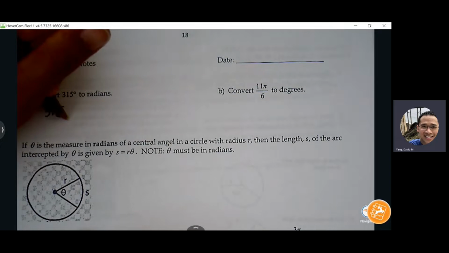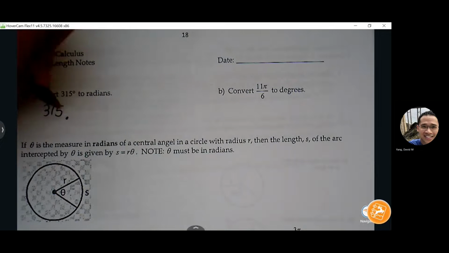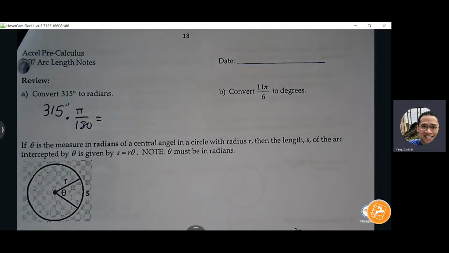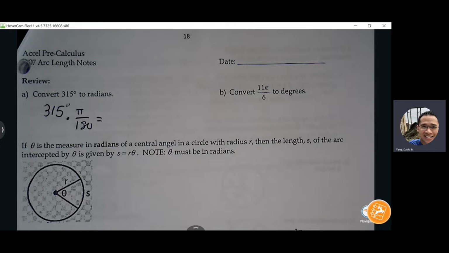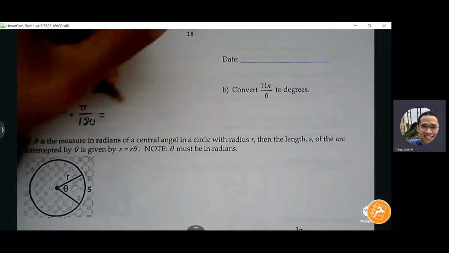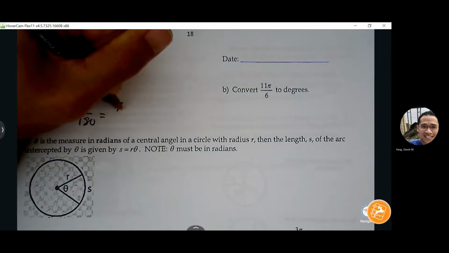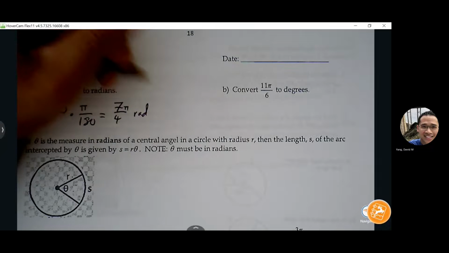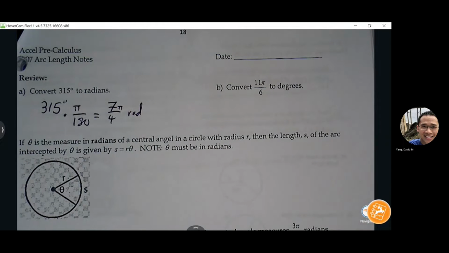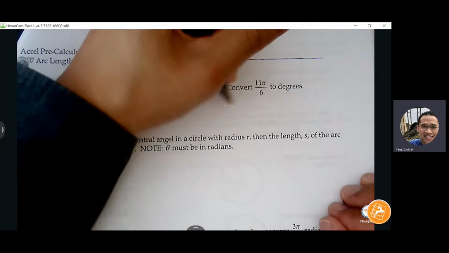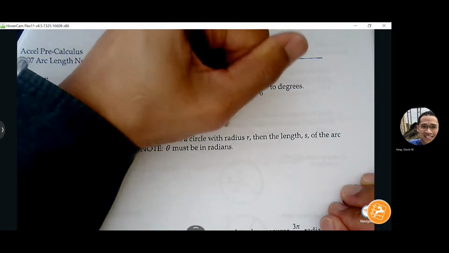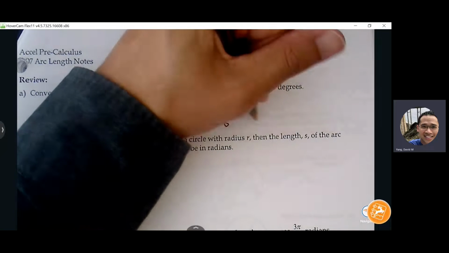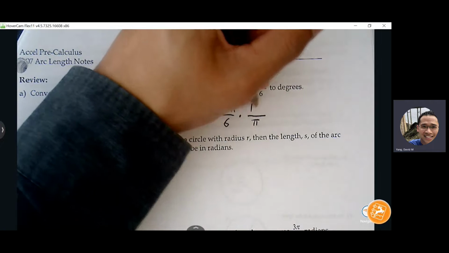315. If I want to convert to radians, what do I do? Good. And you're always going to leave pi out of your calculator and just attach it after you get that fraction. Likewise, I want radians to degrees. I want the pi's to go away. So I know I want the pi below.